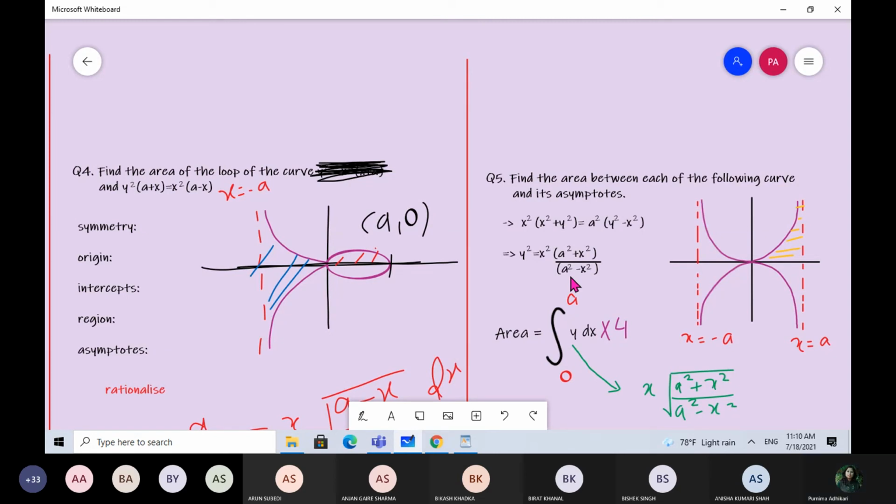Now what will be your limits of integration in this case? You have two asymptotes, x equals minus a, x equals a. What will be your limits of integration? 0 to a, definitely, right? Minimum 0 to a or 0 to minus a. Yes, anyone who says minus a to 0, you have to find the area from here to here, or take it with a minus sign. So any one of the limits of integration.